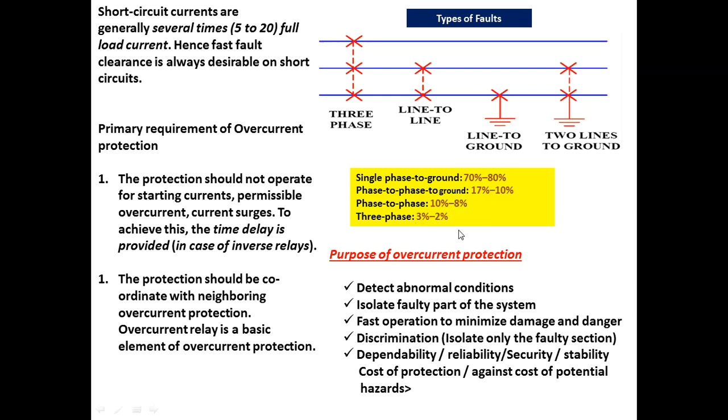It is between 2 and 3%, while phase to ground is between 8 and 10%, and the phase to ground is between 10 and 17%, while the most frequent fault is the single phase to ground fault, which occurs from 70 to 80%. So the primary requirements of the overcurrent protection: the protection should not operate for starting currents, permissible current surges. To achieve this, the time delay is provided in case of the inverse relay.